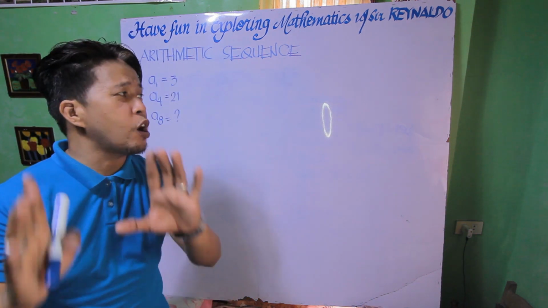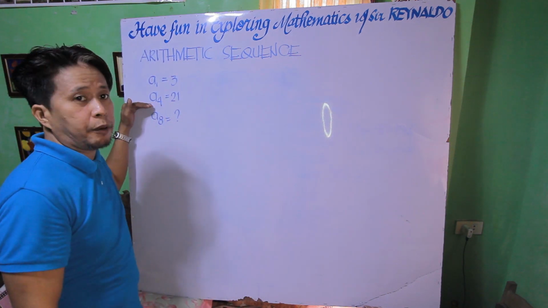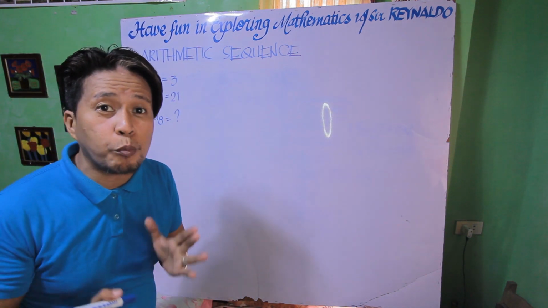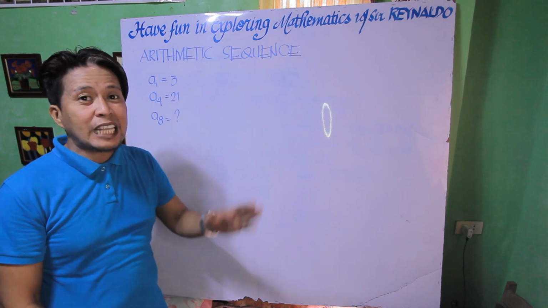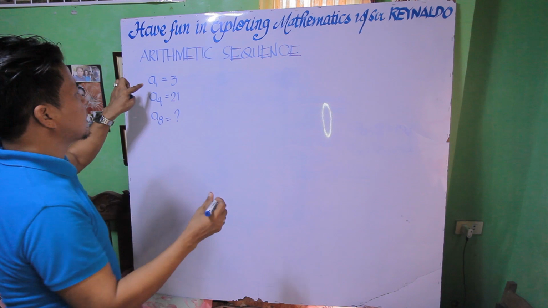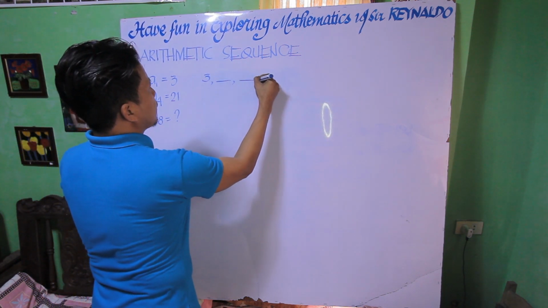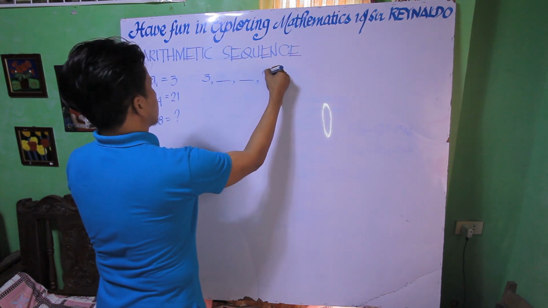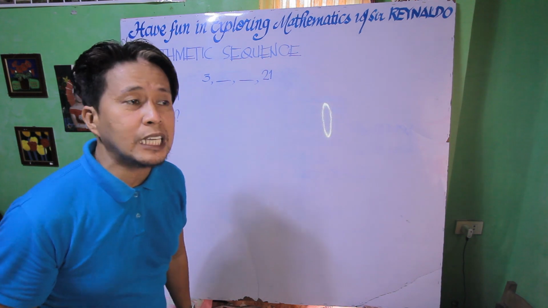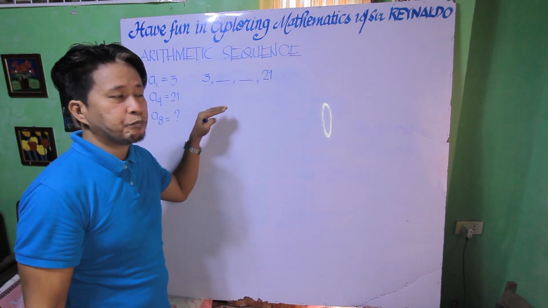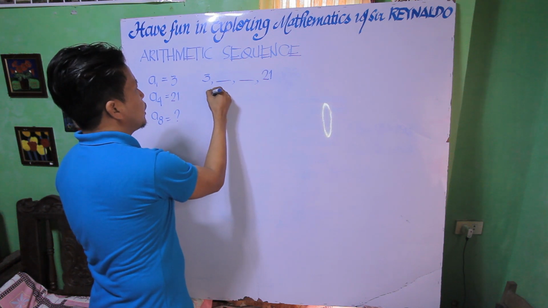Okay, paano naman kung ang given natin ay yung first term at saka another term pero hindi natin alam yung common difference? Hindi natin alam yung pagitan nila. Okay, so a sub 1 natin ay 3. Second term, third term, fourth term is 21. Okay, if we are going to do it manually, ganito ang gagawin natin. So, 21 minus 3 is equal to 18.